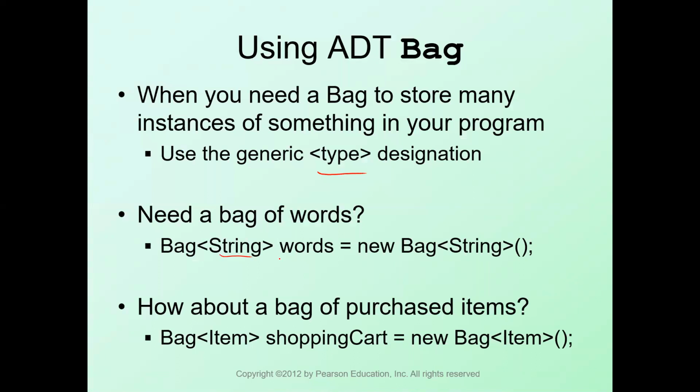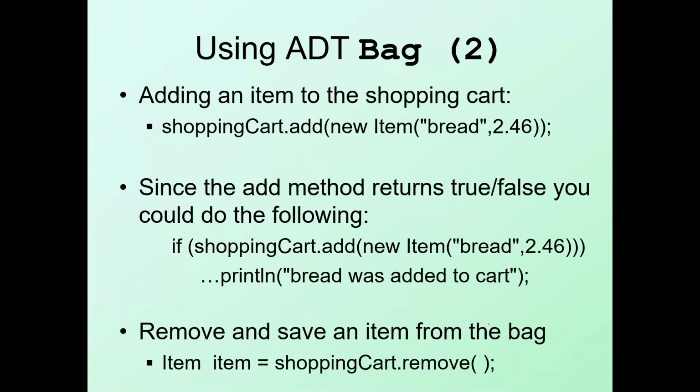So if you need a bag of words, you can make a bag of string, right? If you want to make a shopping cart like we did for grocery checkout, you can make a bag of item objects, the item class that you just wrote on Monday. And now the bag is only going to hold item objects. Pretty straightforward. If you want to add something to the shopping cart, maybe bread, you can create a new item at the same time you add it to the shopping cart, right? This is going to create the new item for bread, and then whatever that returns is an object reference that's going to be added to the shopping cart.